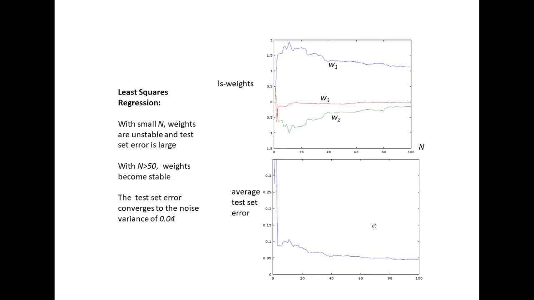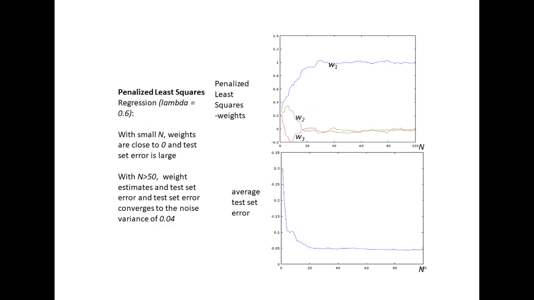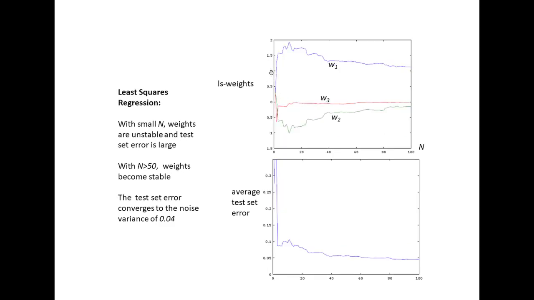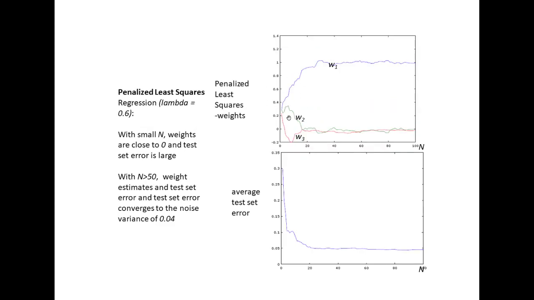This is the example for least squares. It looks similar, except that the parameters are more noisy in the beginning, more unstable. Eventually the parameter estimates with increasing n become very similar, but with a very small number of n, we get a lot of uncertainty. Whereas this uncertainty in the penalized version is not really there.